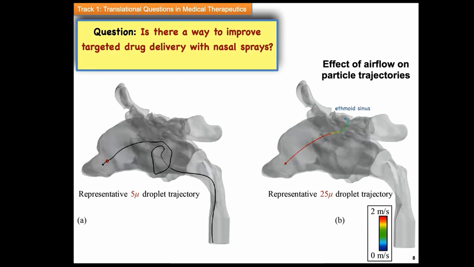So the moral of the story here is the inertia of the particles, what is the initial direction of the particles, that can play a huge role in figuring out where they might land as well. And there might be a possibility to use this kind of trend to improve targeted delivery of this kind of drug particles.